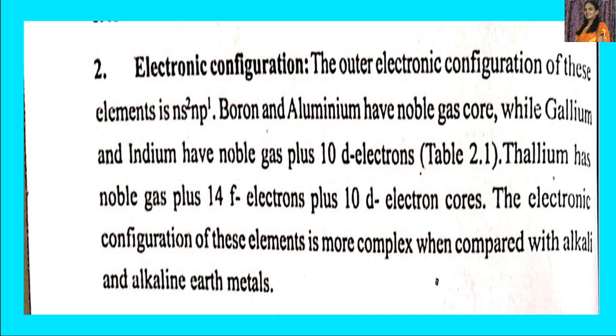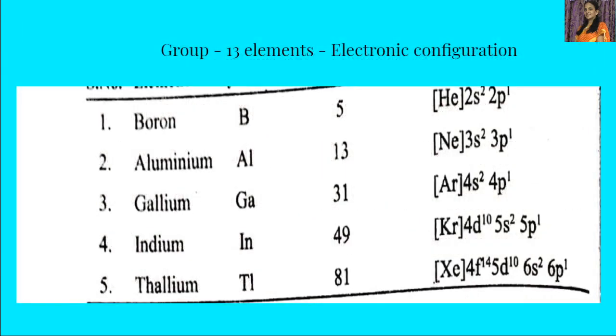When compared to alkali and alkaline earth metals: in the case of alkali metals, that is group 1A elements, the outer electronic configuration is ns1, whereas for alkaline earth metals it is ns2. But in the case of these elements, it is ns2 np1. Now let us consider the electronic configuration of the 13th group elements.